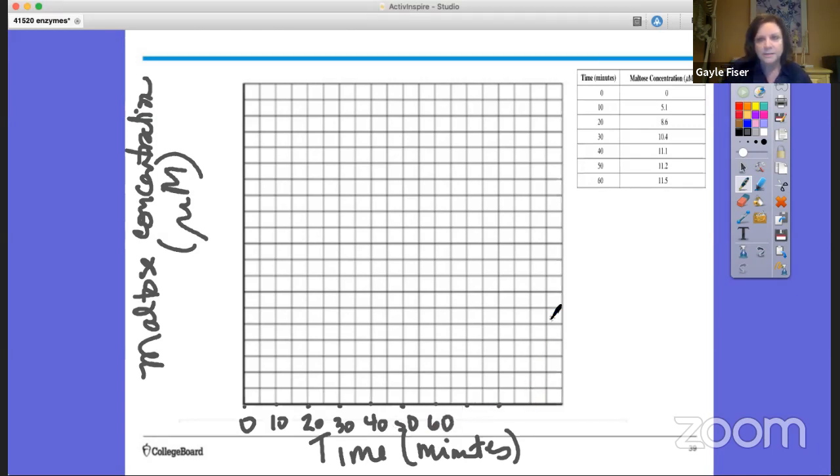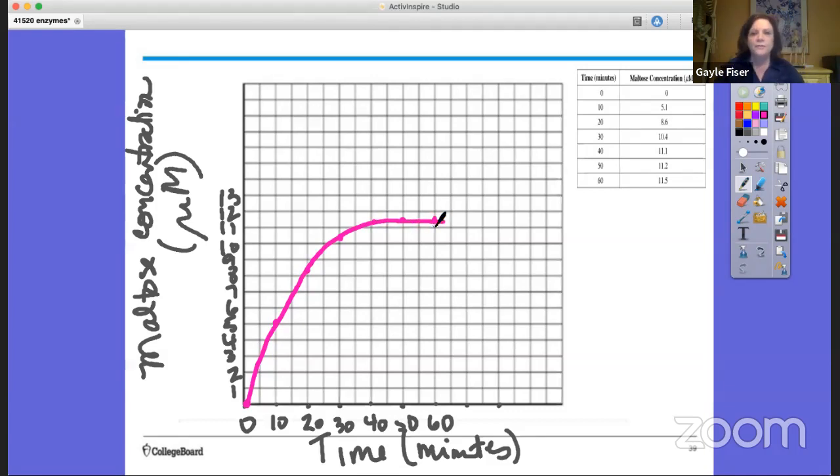Is that all I needed? Yes. And now I need just past 12. Okay, and 0 at 0. 5.1 at 10. 8.6. And 30 is 10.4. And 11.1. 11.2. And 11.5. All right. Okay, does your graph look something like that?